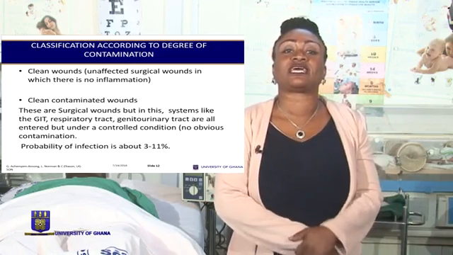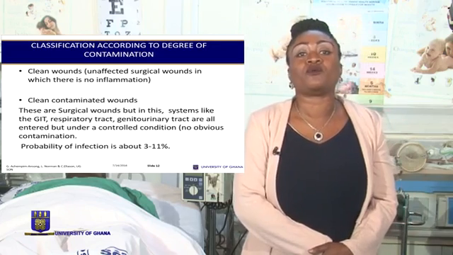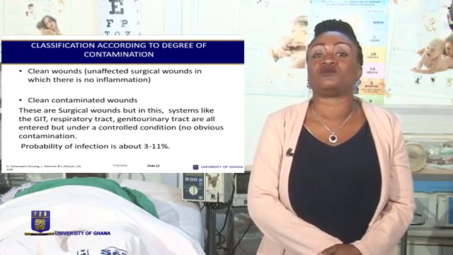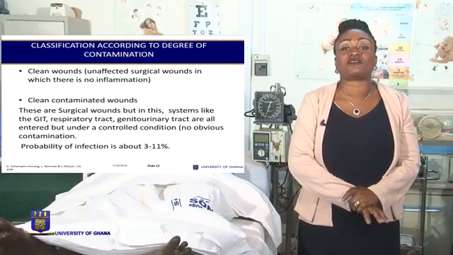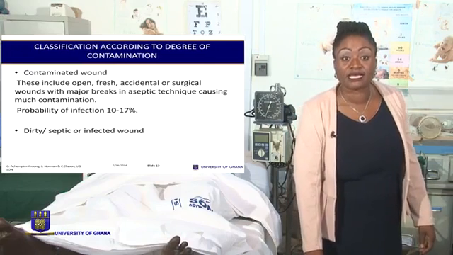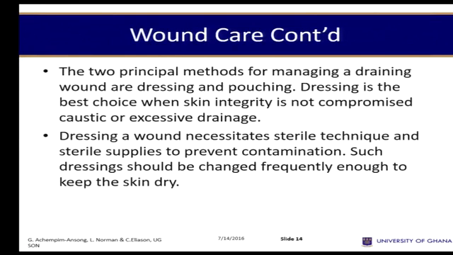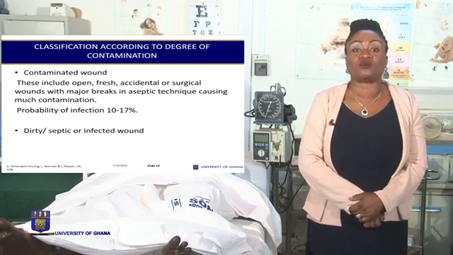Now, when we come to the second classification, that is according to the degree of contamination, we may have clean wounds. These are surgical, uninfected wounds without any inflammation. We also have dirty or septic wounds, and we also have clean but contaminated wounds. So we have 3 types. We have the clean wounds, clean contaminated wounds.